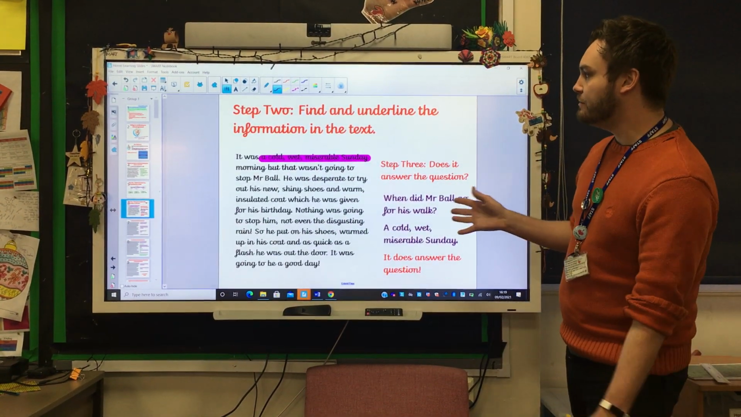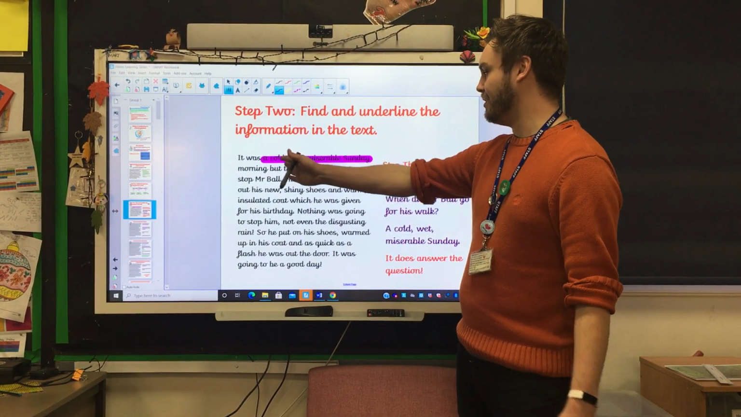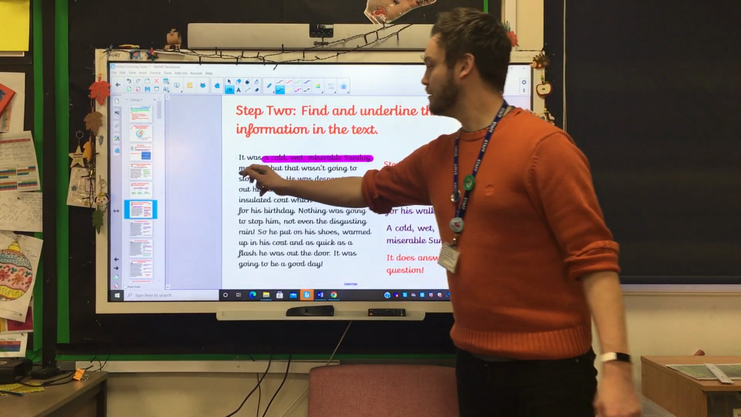Step 2. You've got to find and underline the information in the text. And most of you would have already done that and told me it's a cold, wet, miserable Sunday morning.